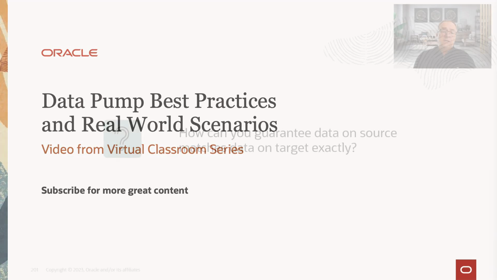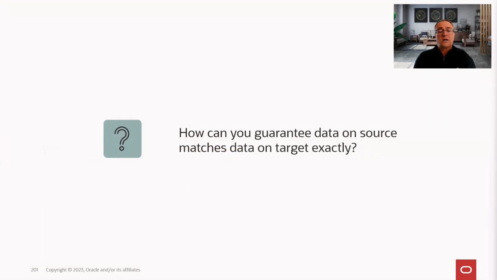How can I guarantee that data on source matches the one on target? How can I compare data without using those expensive queries, like select source minus target and select target minus source table?